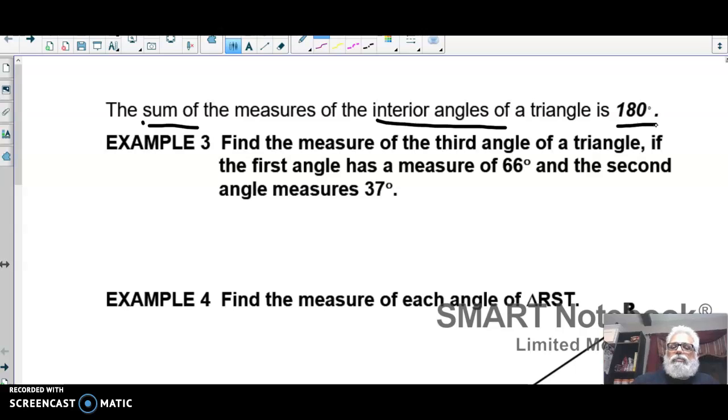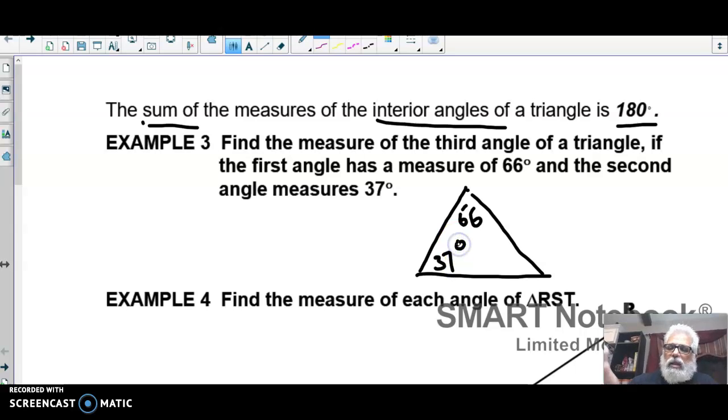In this example, I'm going to draw myself a triangle here. Determine that one of the angles is 66 degrees. The other one is 37 degrees. And then we've got to find the last one.